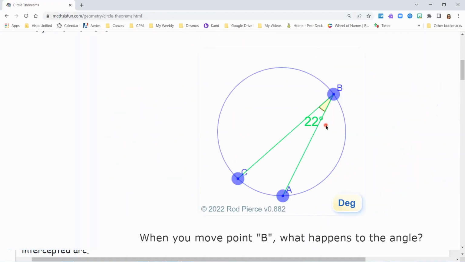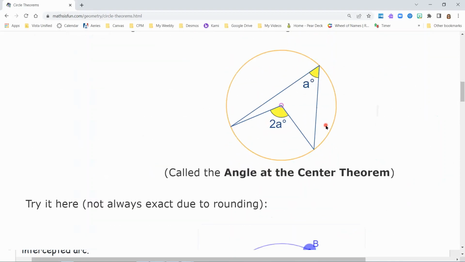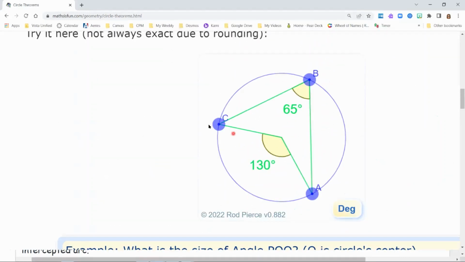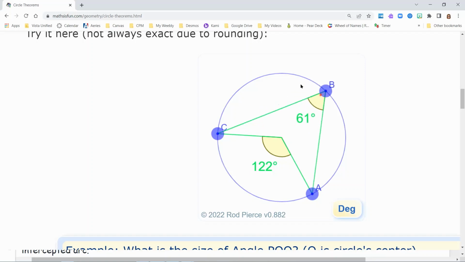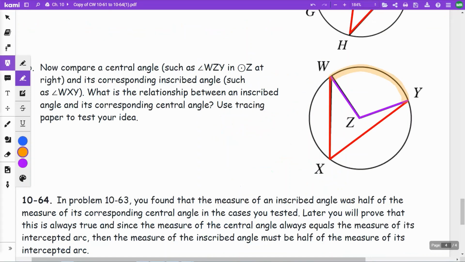If I am looking at this picture, let's say my central angle is 100 degrees. It forms this arc AC. This inscribed angle B also forms this arc AC, and notice that it's half as much. If I make this, let's say 122, then the inscribed angle, no matter where I move it, as long as it's forming the same arc as the central angle, is going to be half as much every single time. So that's what they wanted us to understand.